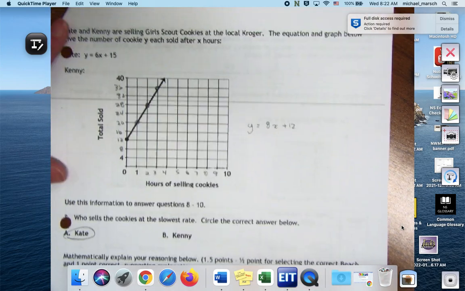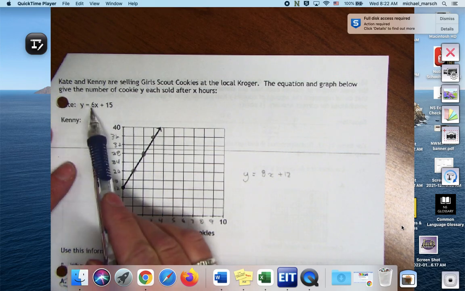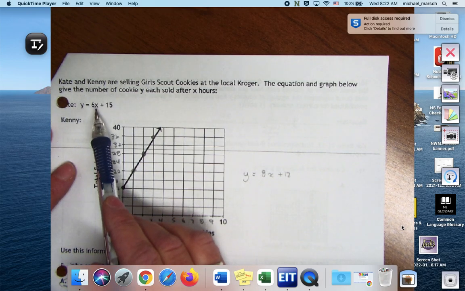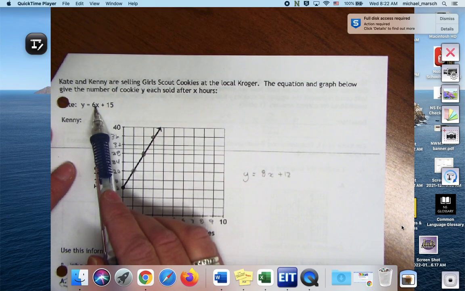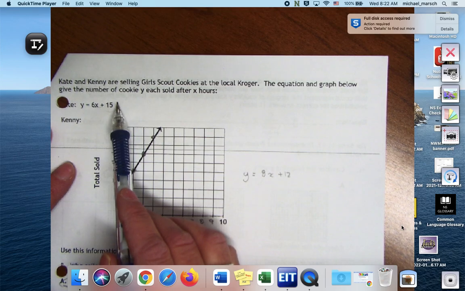Next page, we have people selling Girl Scout cookies. Sorry about this, it got cut off, but we have Kate's equation. This tells me that she sells 6 boxes an hour, but she had already sold 15 boxes. That's what that 15 stands for.